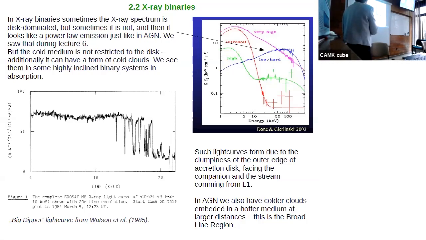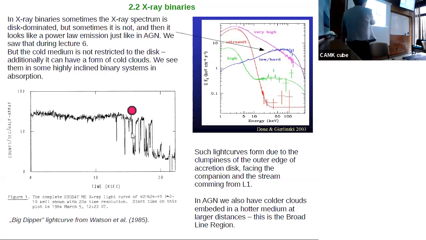And this is an example of the light curve. Quite oldish one, still from Exosat, of the source which has a nice name, Big Dipper. That's a binary system, highly inclined, so it shows eclipses. So if you are outside the eclipse, the source is bright and nothing much happens. And then you enter the eclipse. And here you are inside the eclipse.